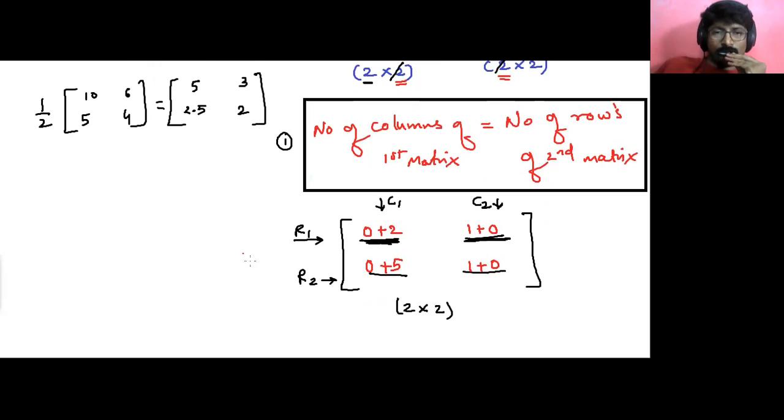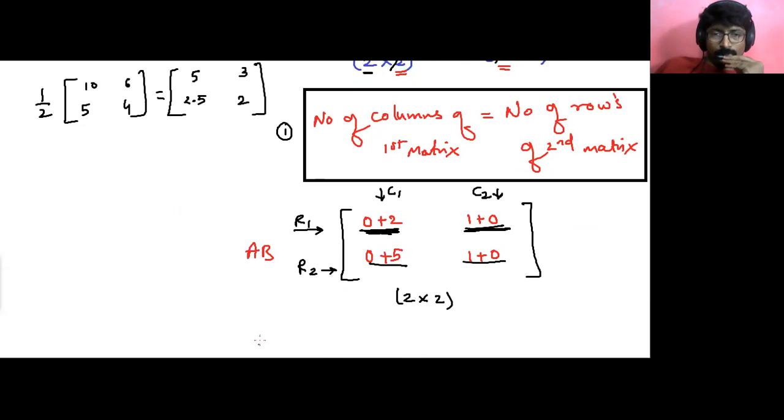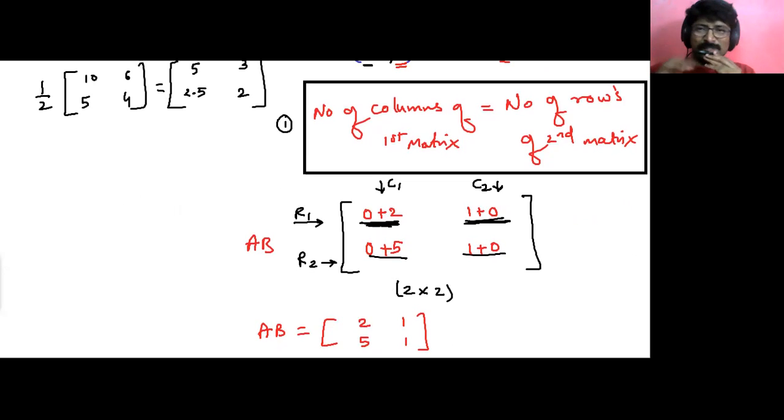This is product AB. So suppose this is matrix A and this is matrix B, then we got the product as this. So what is this product AB? Product AB is 0 plus 2, 2. 1 plus 0, 1. 0 plus 5, 5. 1 plus 0, 1. I hope you understood this. So 2, 1, 5, 1. So that's the answer AB. I hope everyone understood what is this matrix into matrix, isn't it? So copy paste quickly in your book. Hurry up.